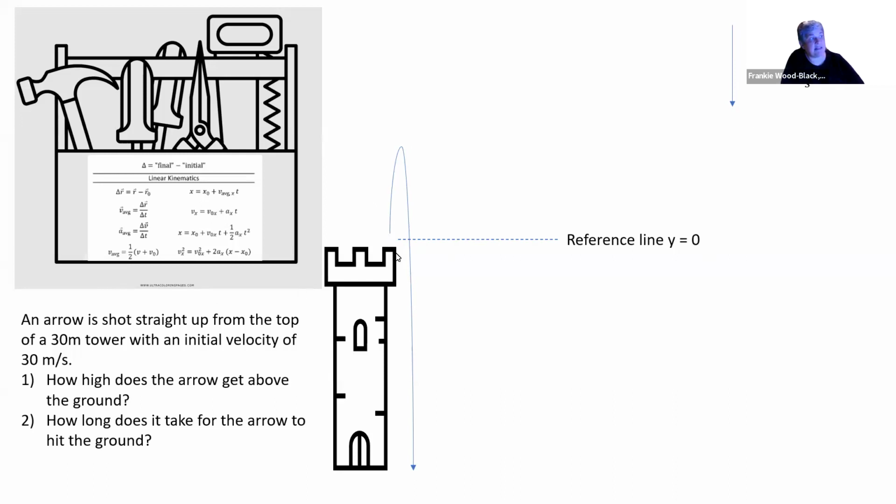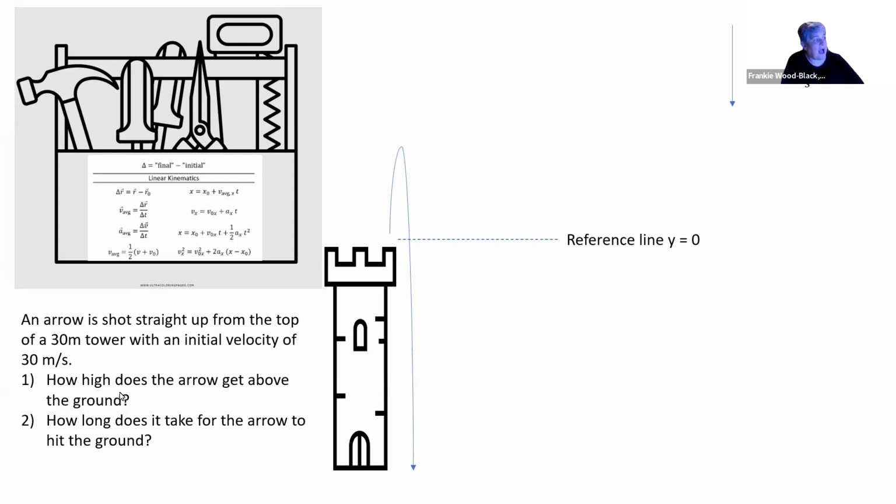And we know that my tower is 30 meters tall. And we're going to shoot the arrow up at 30 meters per second. We can represent this as a one-dimensional problem. So we're going to represent this as a one-dimensional problem, and we're going to work with that.